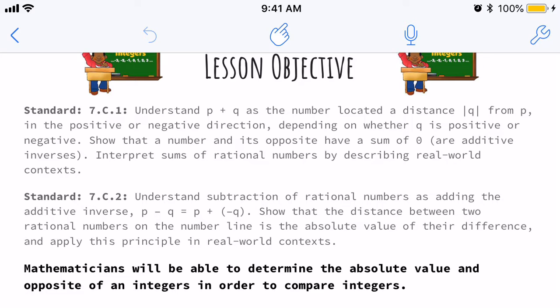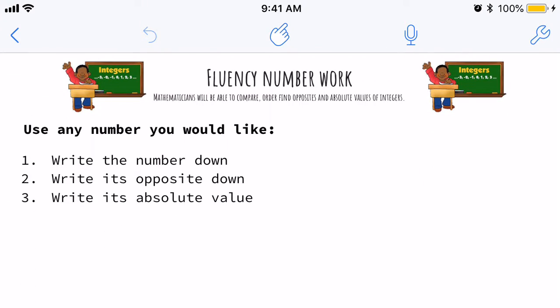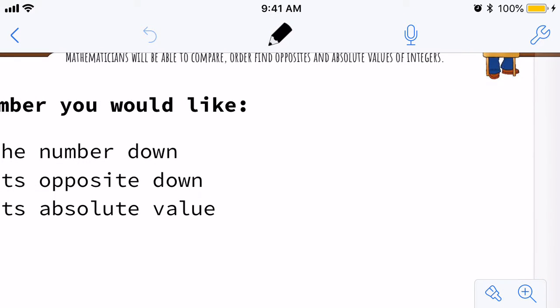So our goal today is to be able to determine absolute value, opposites of integers, and then also be able to compare them. The third slide is always going to include fluency work. Fluency work is just work with numbers. So in this particular slide, I want you to choose any number. So I'm going to choose my favorite number, which is 24.